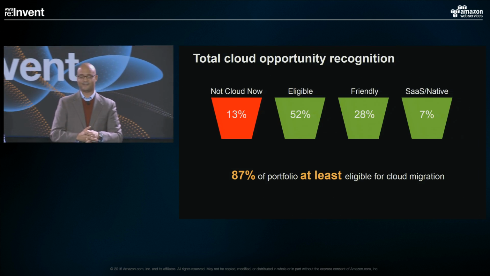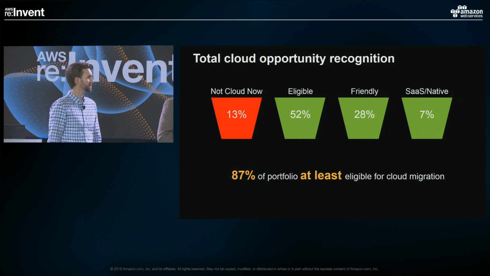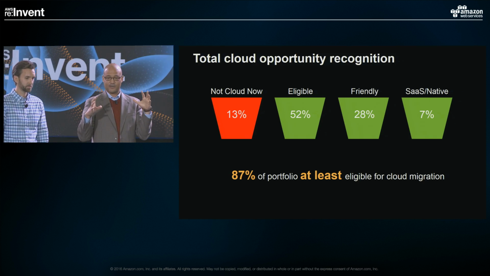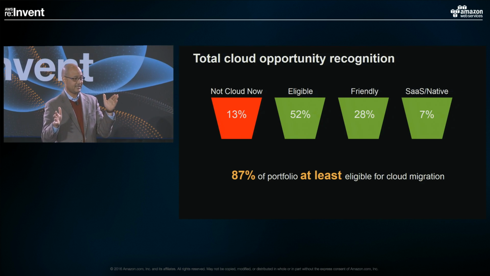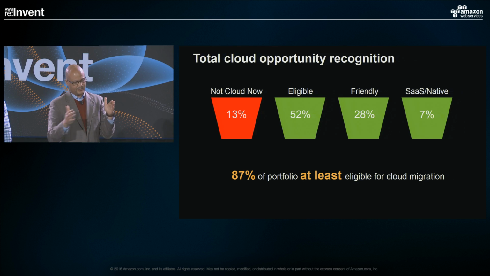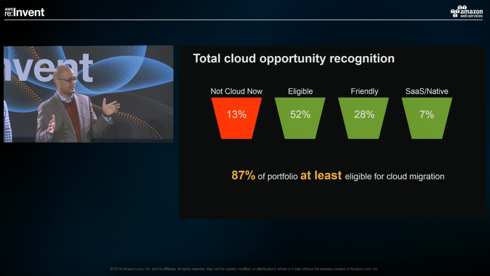So the big ta-da of this is? Boom. We saw 87% of our applications in our portfolio classified as cloud eligible or better. So we could take 87% of those 1,300 applications moving to the cloud.